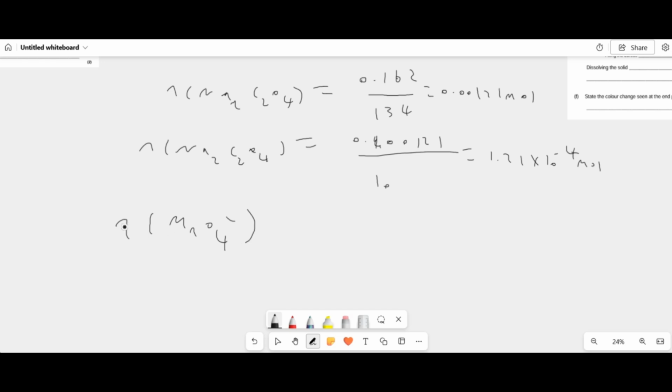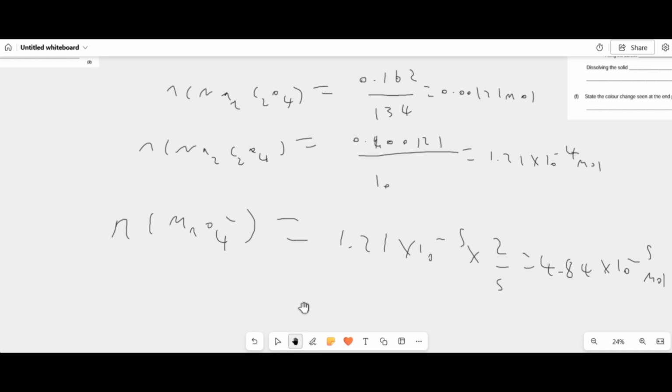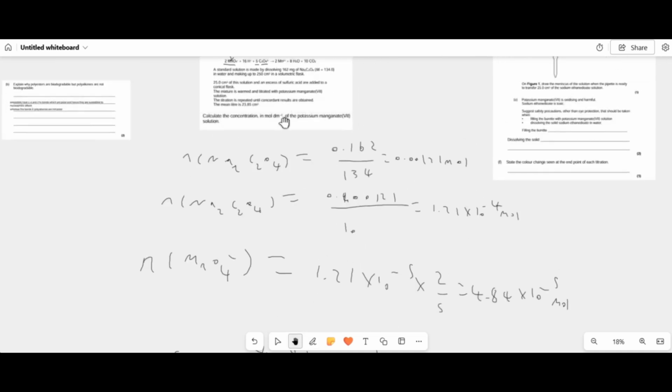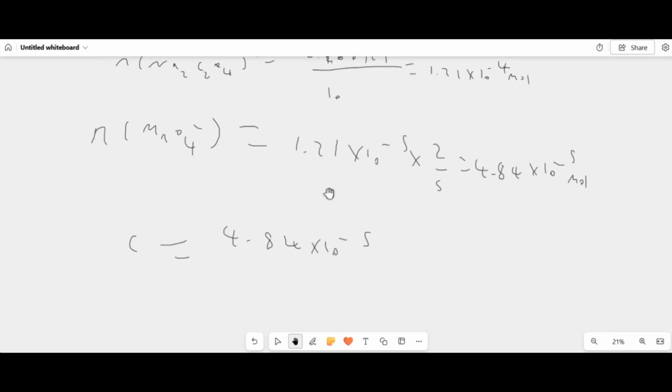So n of MnO4 minus is going to be that times 2 over 5, so 1.21 times 10 to the power minus 5 times 2 over 5 gets you 4.84 times 10 to the power minus 5 mole. Alright, safe. Now we've got how many moles of manganate, so now it's easy. Concentration is equal to the moles, 4.84 times 10 to the power minus 5. If you're asking why we're finding moles of manganate, it's because that's the answer. It says find the concentration of manganate.